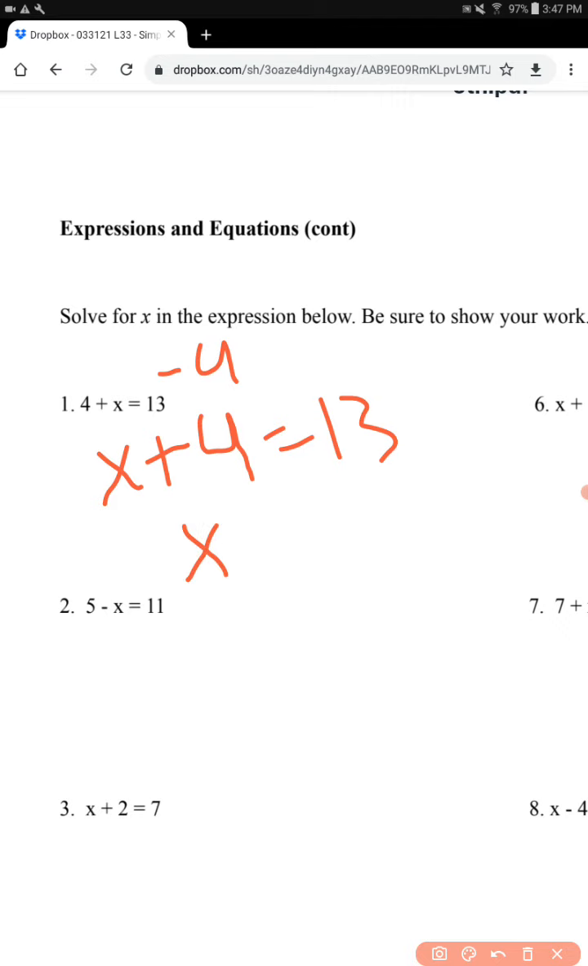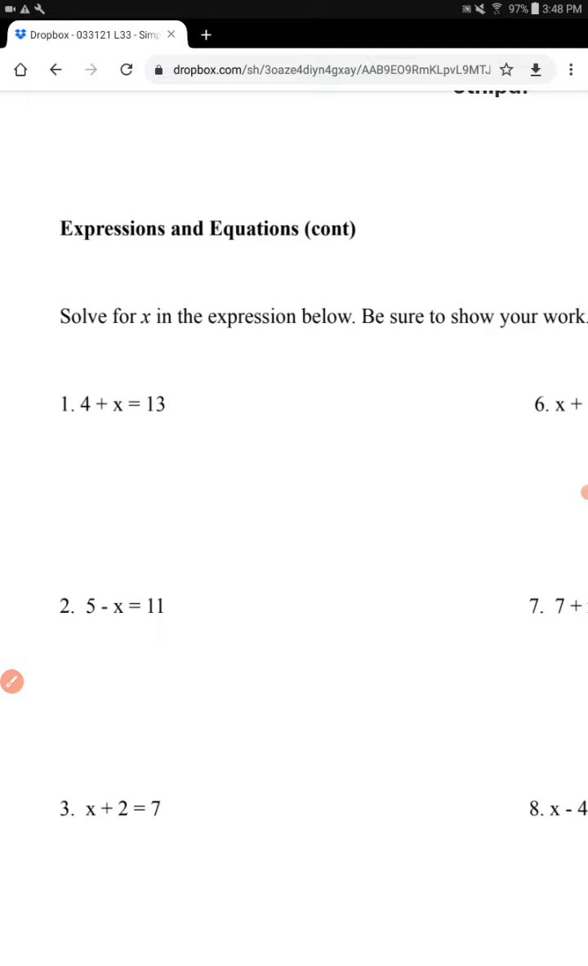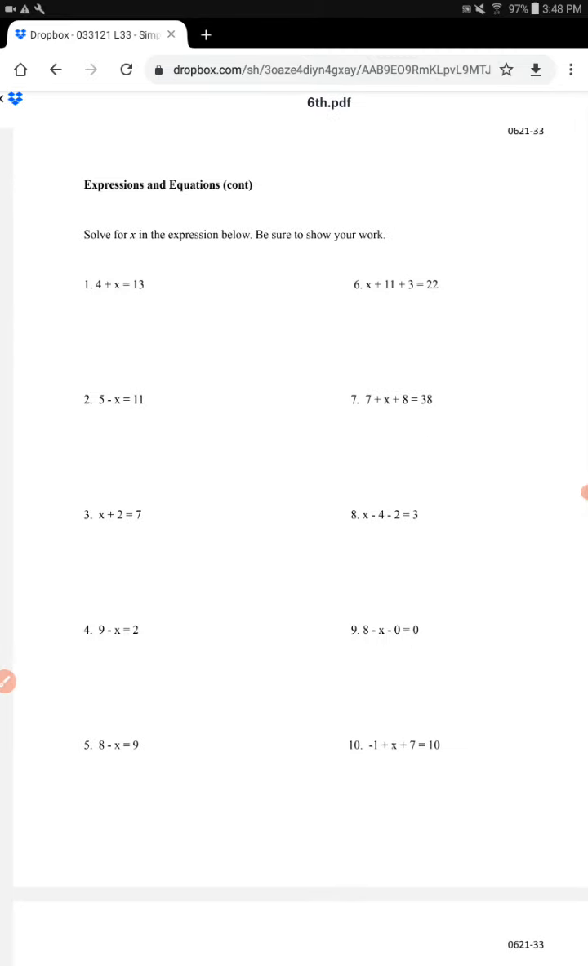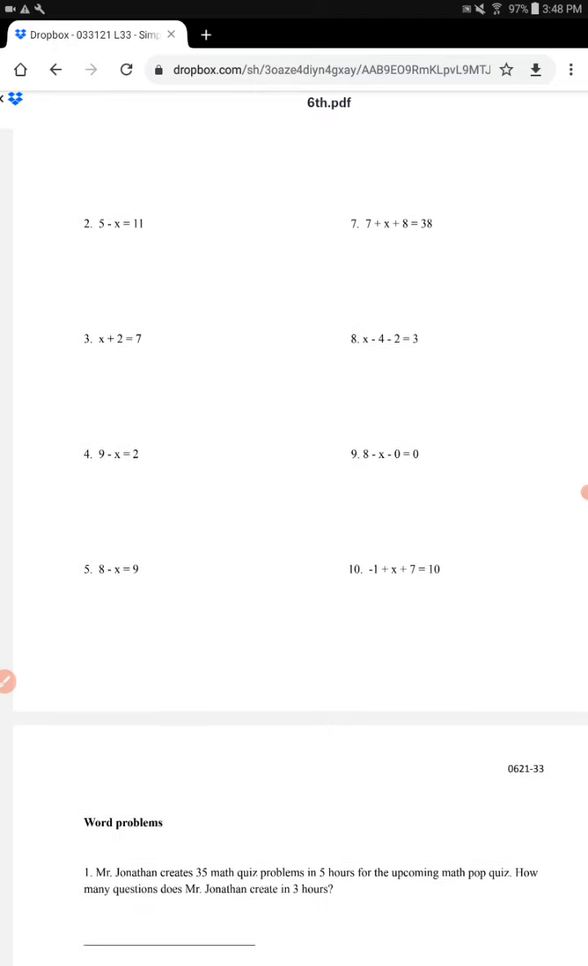And it's an equation, it's balanced, so you have to do minus 4 to both sides. So 13 minus 4 equals 9. So x equals 9. And we can double check. 4 plus 9 equals 13. And that's true. So, yep, 9 is the correct answer. You probably already know how to do this though, right? So, pretty easy. And we can go to the next page now.